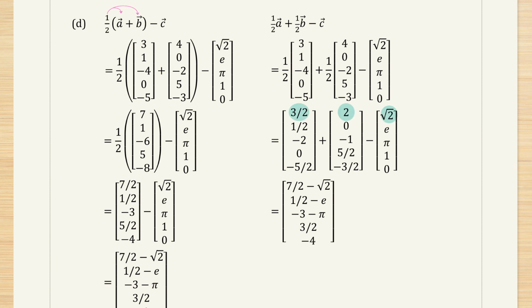3/2 plus 2 minus root 2, 7/2 minus root 2. Half plus 0 minus e, half minus e. -2 plus -1 minus pi, -3 minus pi. 0 plus 5/2 minus 1 is 3/2. -5/2 plus -3/2 minus 0 is -4.